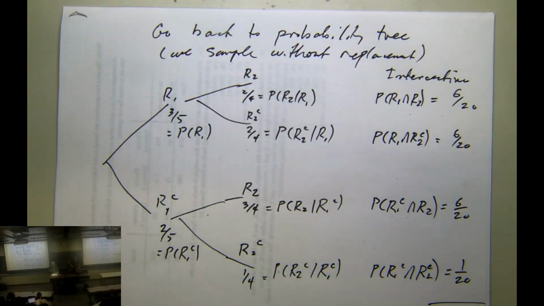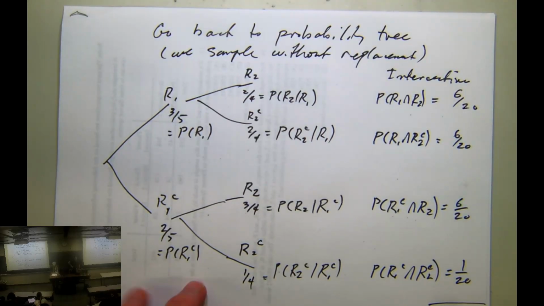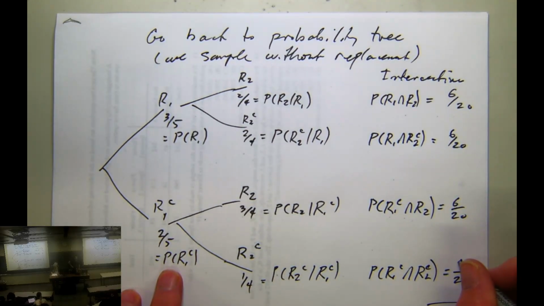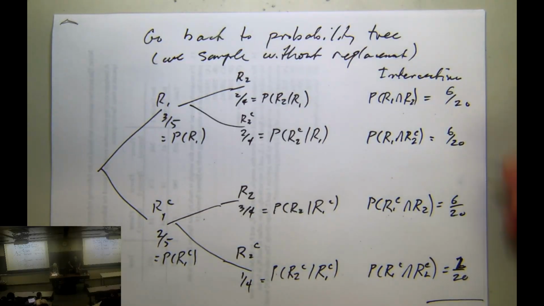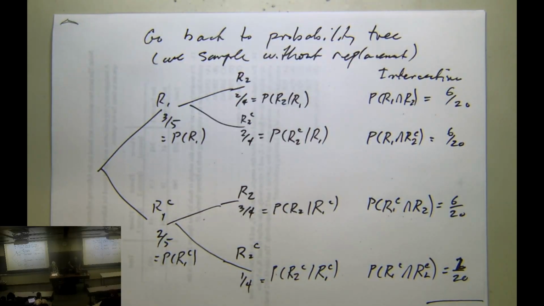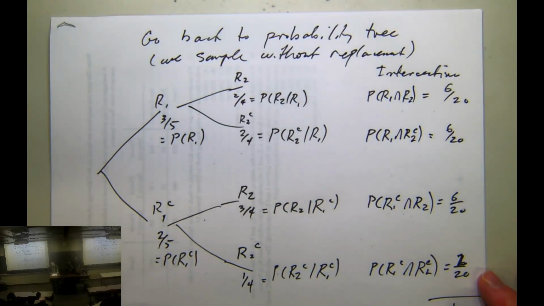Now, do they add up to 1? What's that? Just a second. What have I done? That should be 2 out of 20. Yes, that's 2 out of 20. Yes, glad you checked that. 6, 6, 6, 18 plus 2, 20. 20 out of 20. You could move them to tenths if you wish.